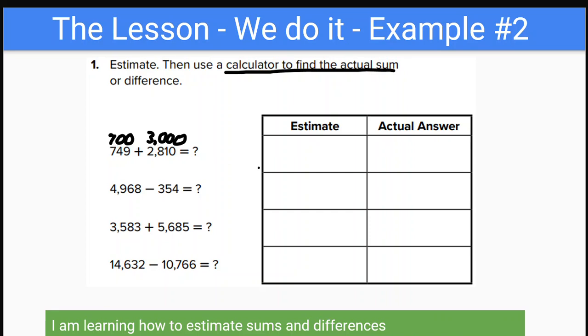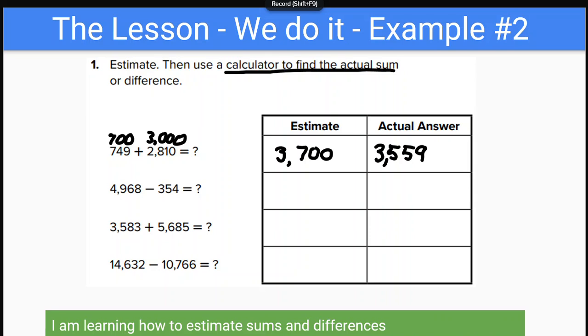700 plus 3,000. So my estimate right here is 3,700. Okay. Now you can get a calculator and find the actual answer. The actual answer with a calculator is 3,559. Yeah, not so far off. You're a little more than 100 off right there, so that's not so bad.